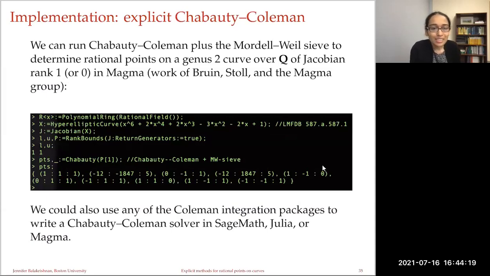But I just wanted to mention that we could also try to use any of these Coleman integration packages that I mentioned to write a Chabauty-Coleman solver in SageMath, Julia, or Magma, in the case of higher genus curves, since the current implementation is just for genus 2 curves of Jacobian rank 1 or 0.